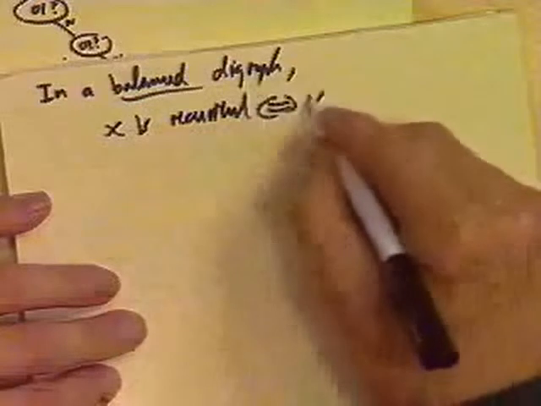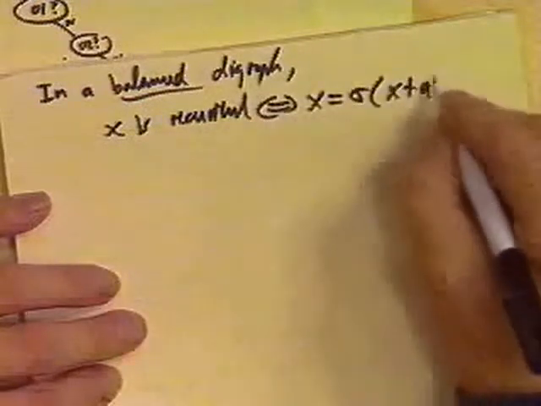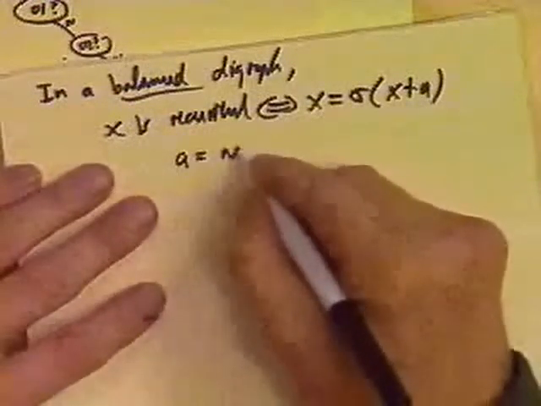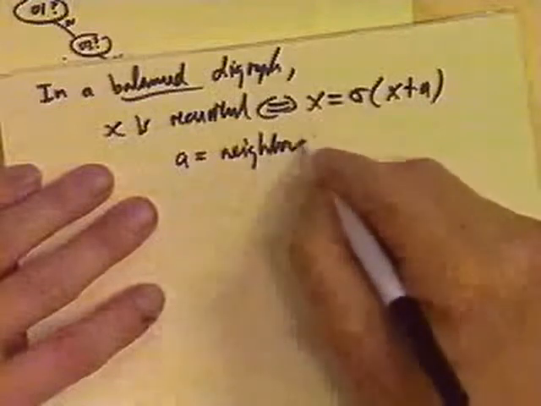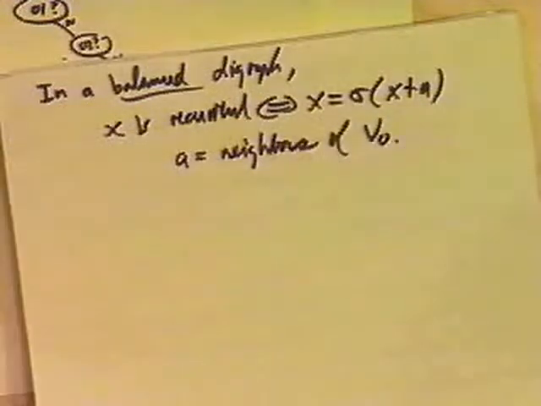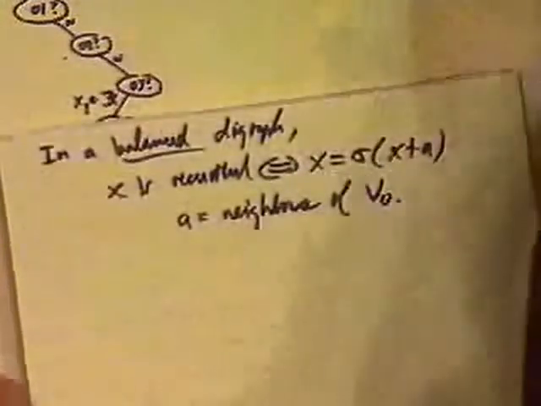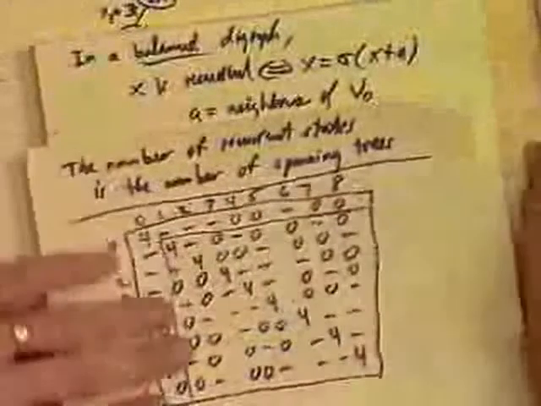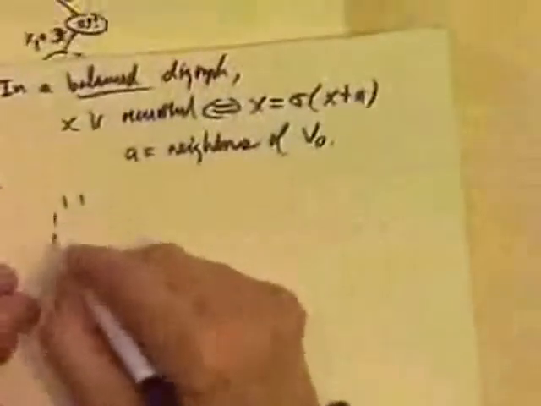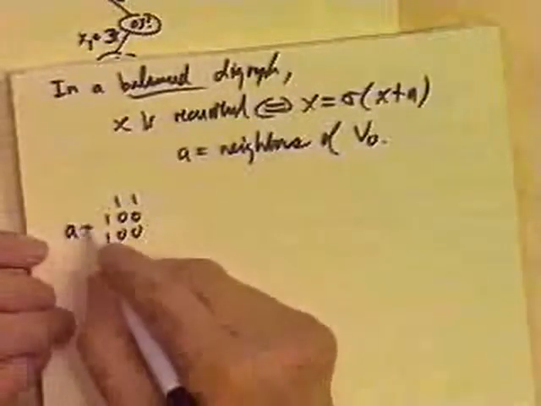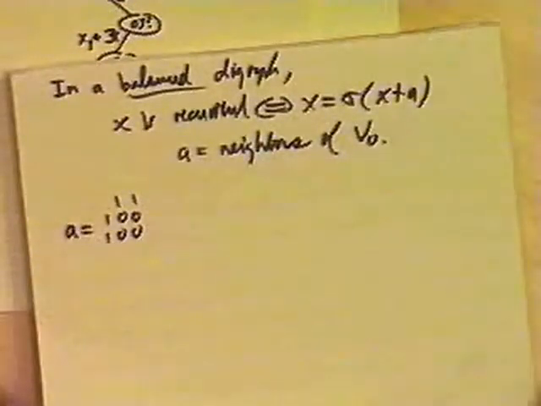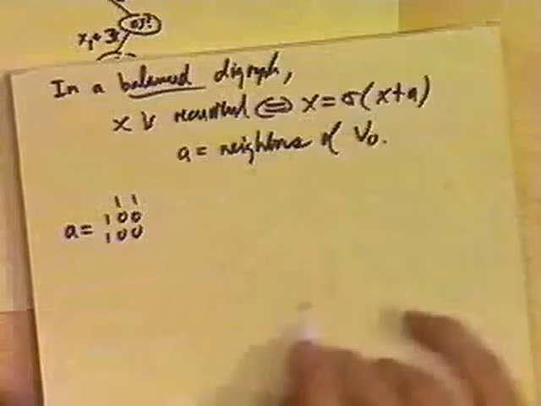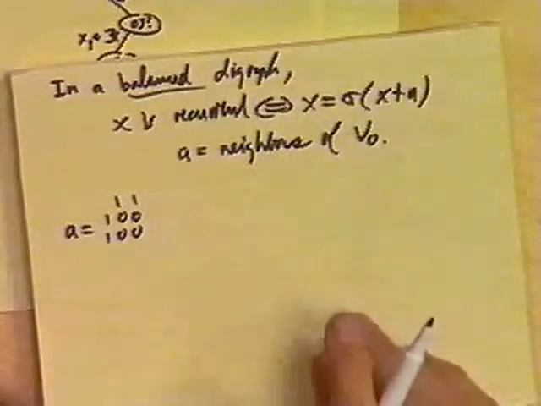if and only if x equals sigma of x plus a, where a is equal to the neighbors of V0. In the matrix that I wrote down here, a is the negative of this top row here. So in my case, it's the neighbors of V0. This is a. So not only is it for x equals sigma of x plus t, where t was this fairly large thing with lots of positive components, it also holds for x plus a.